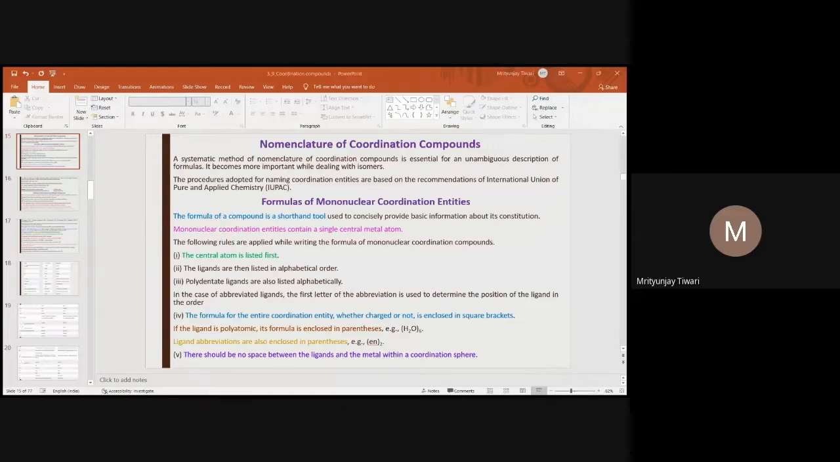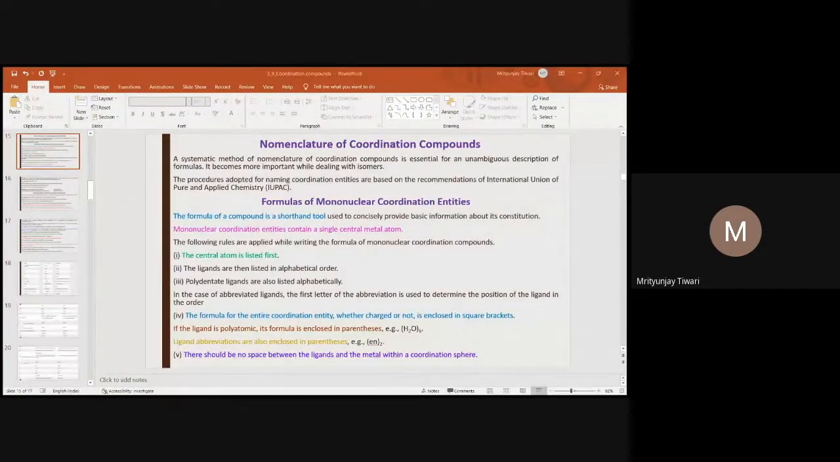This is polydentate, and in the case of polydentate ligands, their names are listed in alphabetical order. The polydentate ligands are also listed alphabetically. So in the case of polydentate ligands, we also write them alphabetically. However, sometimes in the case of polydentate ligands, and even monodentate ligands, if the name is very big, we use an abbreviation. And even these abbreviations are used for considering the alphabetical order.